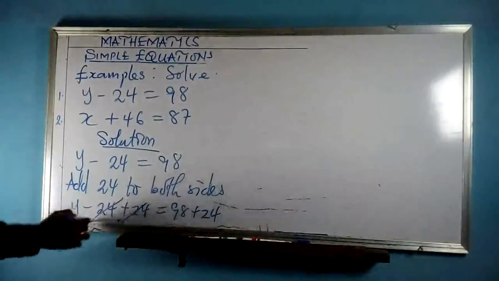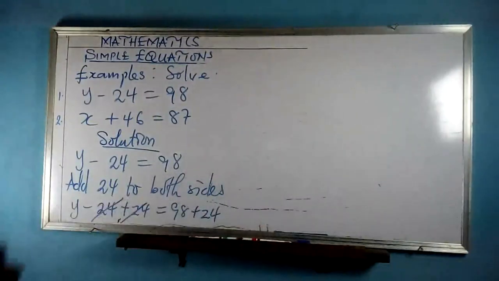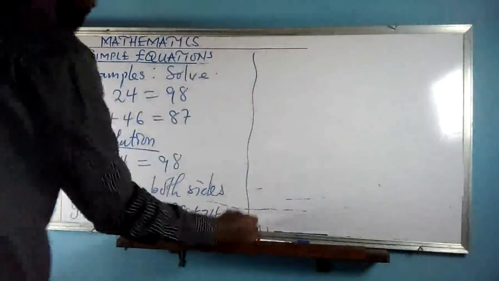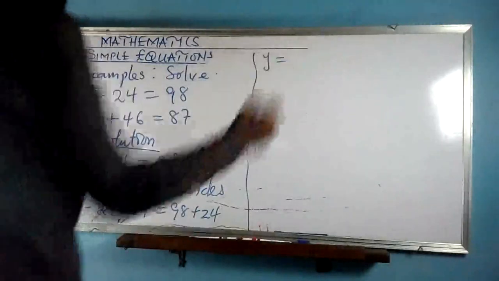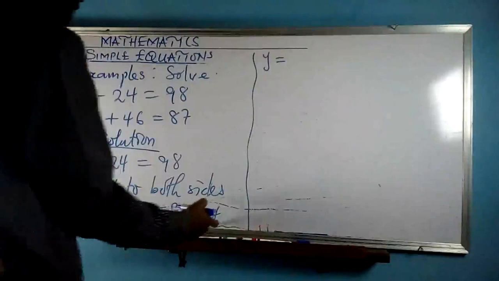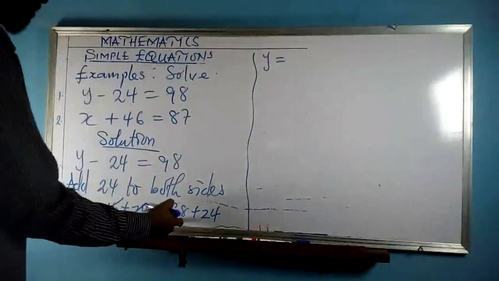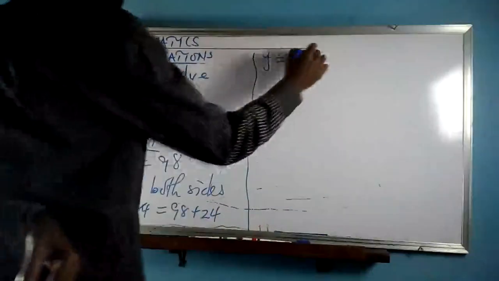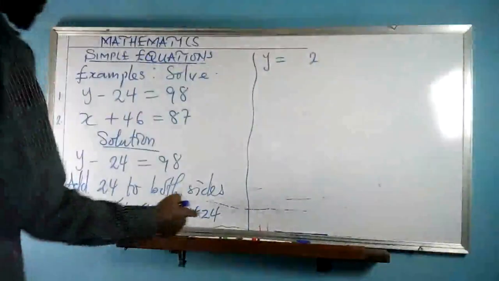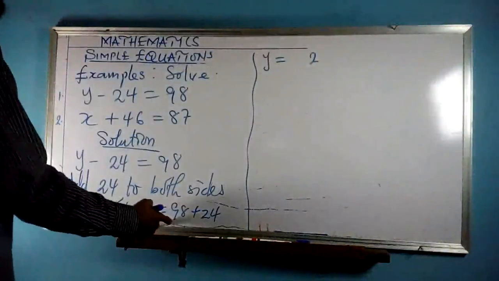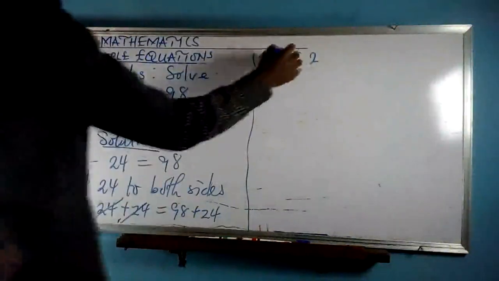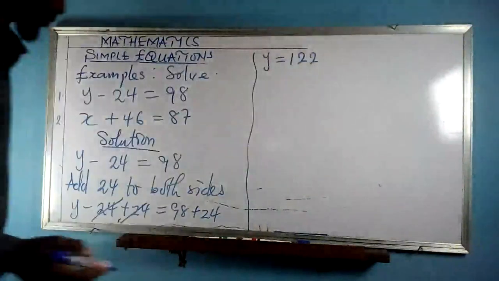So these two cancel each other. Then we have y alone here. Let me go to the other side here. We have y equals, then let's add this one together, this plus this. That is 12. You write 2, you carry 1 to the other hand. So this is 11 plus 1, that is 12. So you have 122.